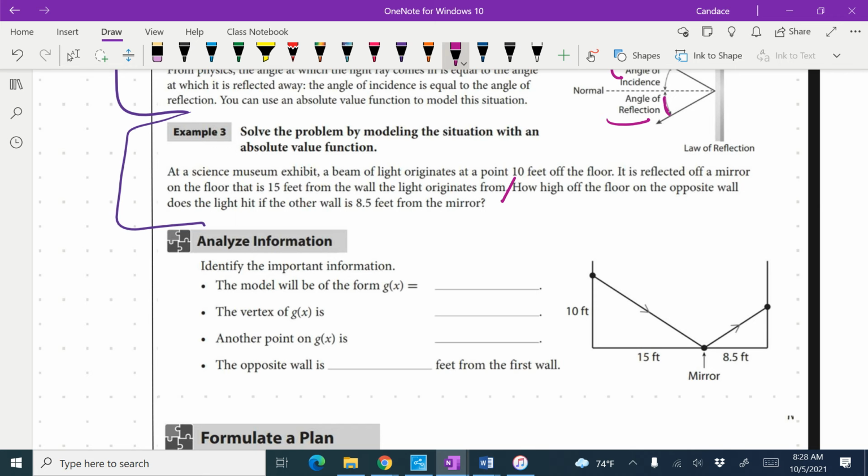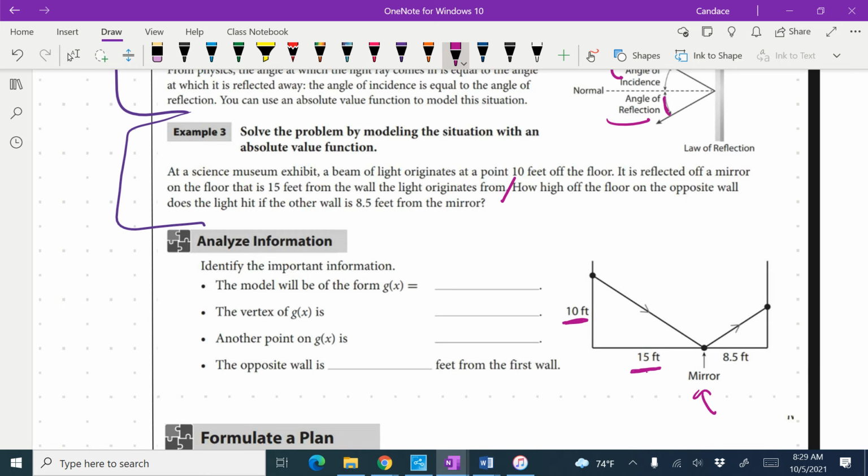So whenever we have any kind of modeling problem like this, you need a picture. They were nice enough to start drawing the picture for us, but if they don't, you need to draw it. It doesn't matter how bad of an artist you are, you need to sketch something. So they showed us here's 10 feet from the floor, and the distance reflected off the floor is 15 feet from the wall. Here they gave us our mirror, and they put in the dimensions 10 and 15.